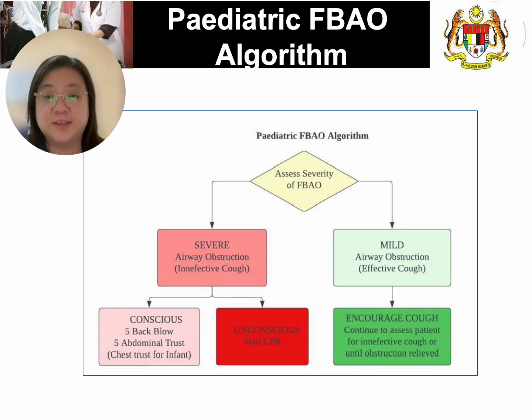What about pediatric then? Okay, so for pediatric, it's the same. For mild choking, you just encourage cough basically until the obstruction is fully relieved. So for severe type of choking, you need to see whether it's unconscious or conscious. If conscious, you give 5 back blows and 5 abdominal thrusts. But for infant, you change to chest thrusts. Okay, you use chest thrusts. So basically if unconscious, you just start CPR.